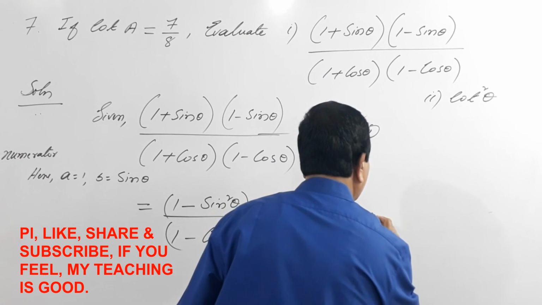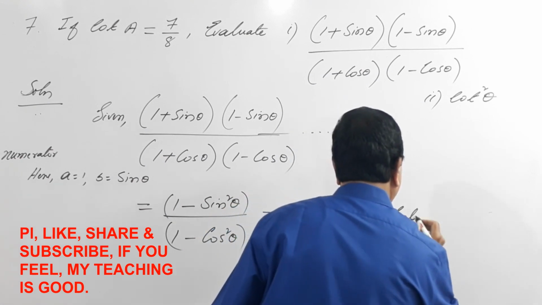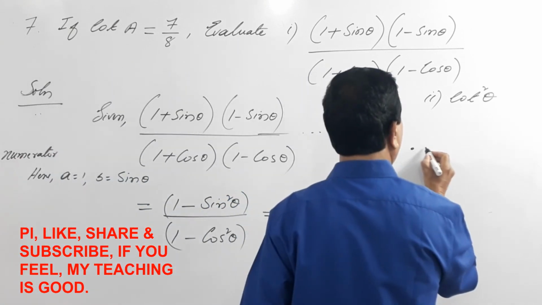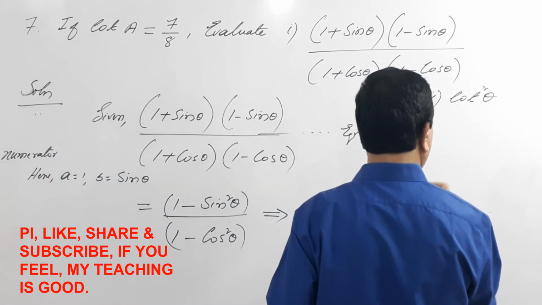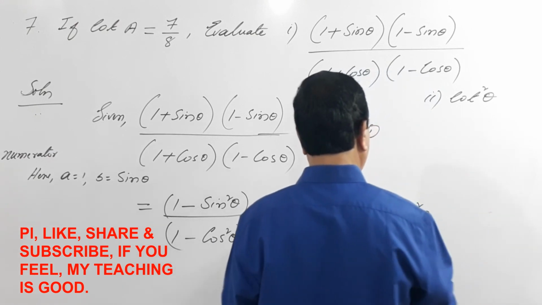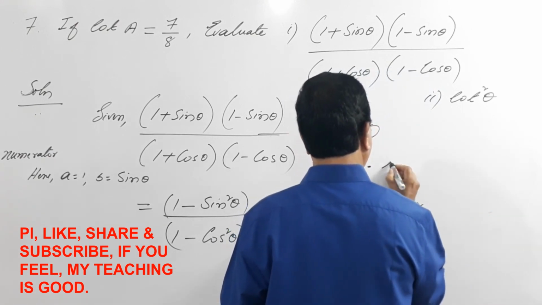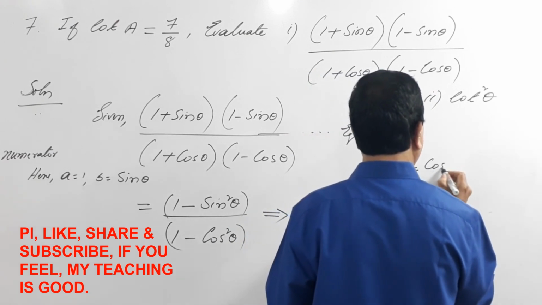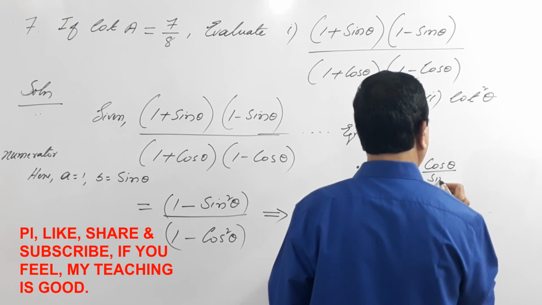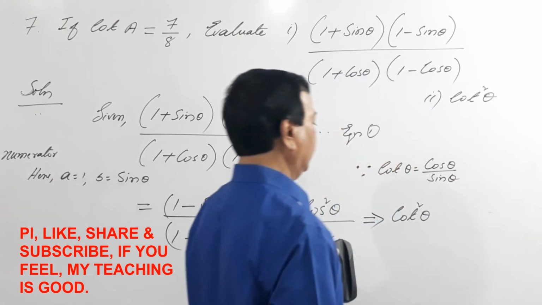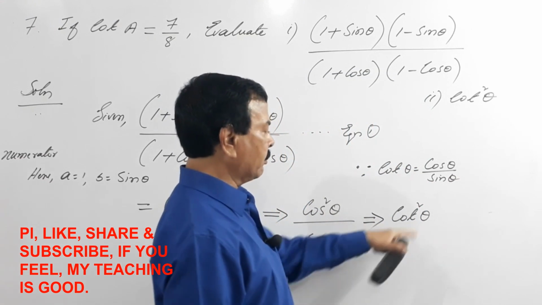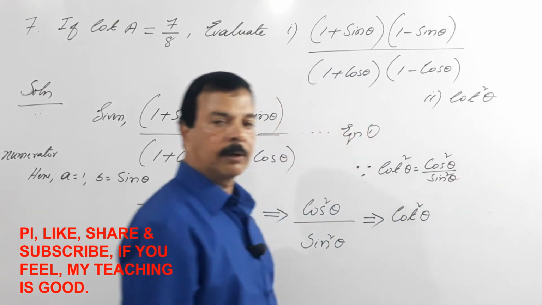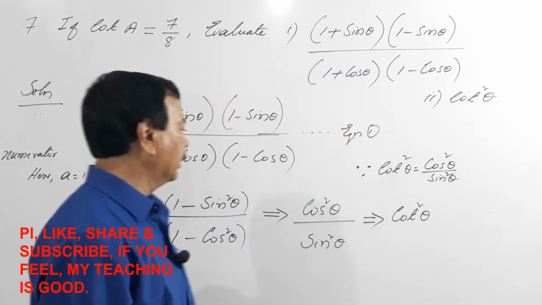This is nothing but cot square theta, since cot theta equals cos theta by sin theta, and since it is cot square, squaring both sides you get cot square theta.